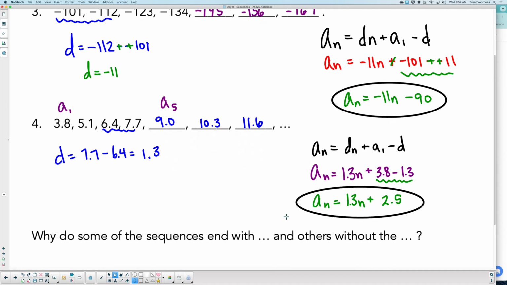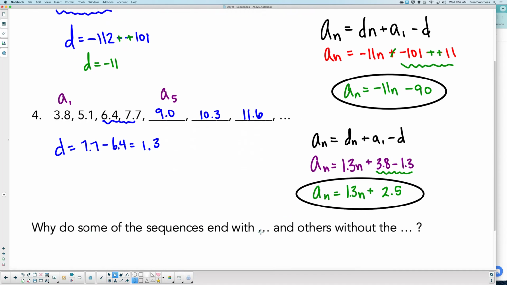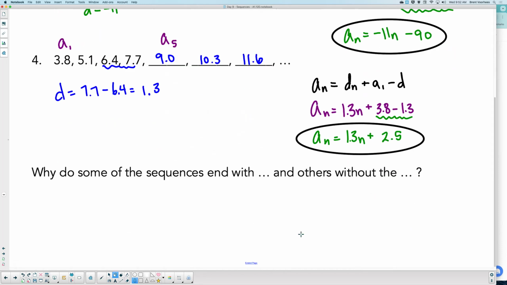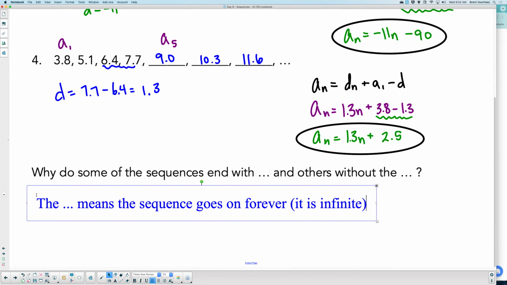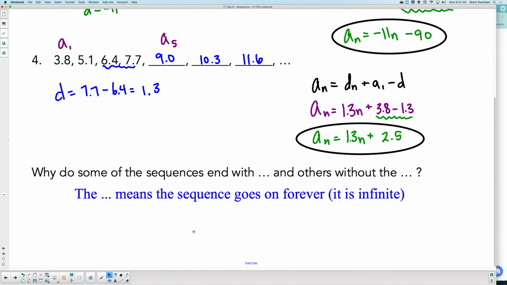So you've answered this question a few times. Why do some of the sequences end with dot, dot, dot, and others without the dot, dot, dot? And the difference is, what do the dot, dot, dot mean? The sequence goes on forever. I'll put it in parentheses, it's infinite. So if you just have a period, though, that would mean it does not go forever. It stops.